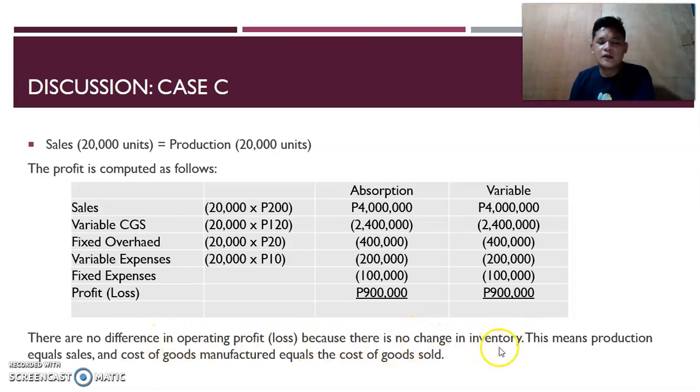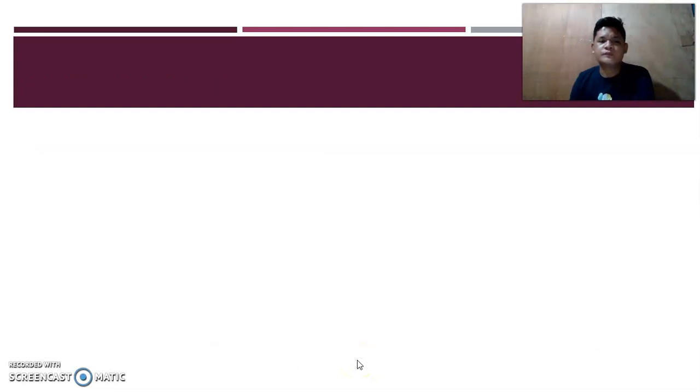So, take note, class, walang change sa profit or loss kasi nga walang change in inventory. Tingnan nyo sa sales at saka production. This means production equals sales and the cost of goods manufactured equals the cost of goods sold. So, these are the summary. So, ito na yung summary, class.